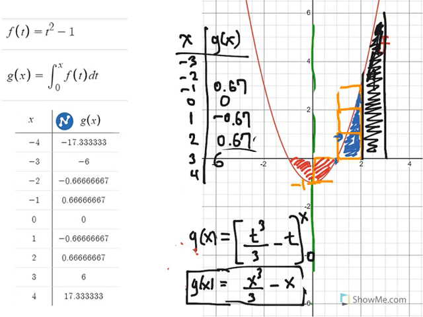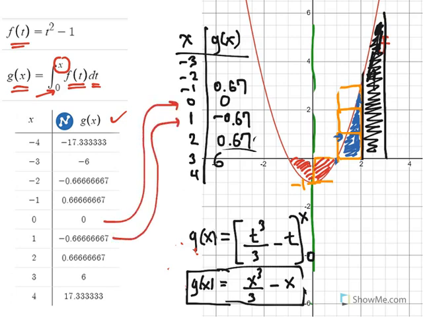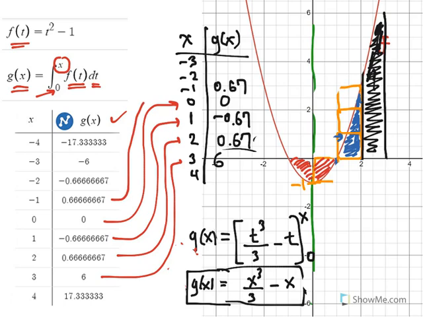So I did this on Desmos as well. So here's the function f, and here's the function g, which is defined as the definite integral of f of t with respect to t from t is equal to 0 to t is equal to x. And I used Desmos to generate this table, and you can see that it matches what we have. It matches what we found earlier for these values that we worked on. And of course, g of negative 1 is 2/3. And of course, the table has some other values.